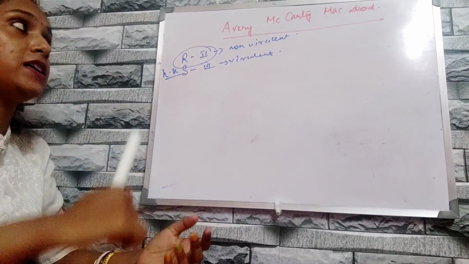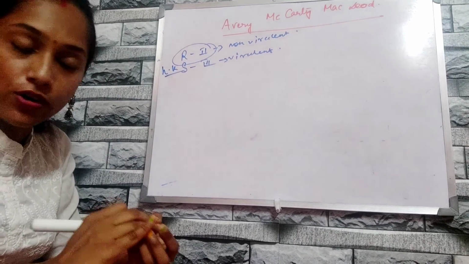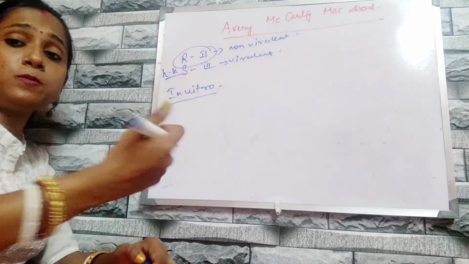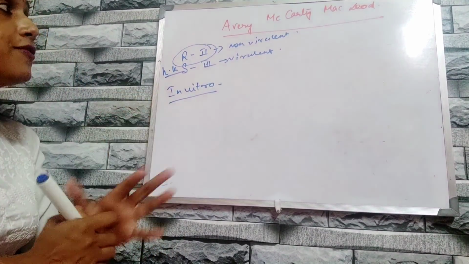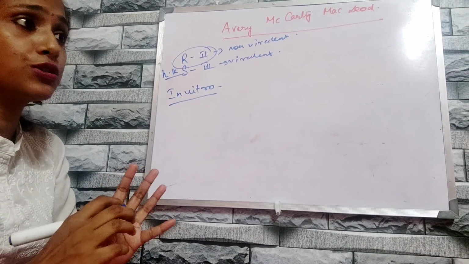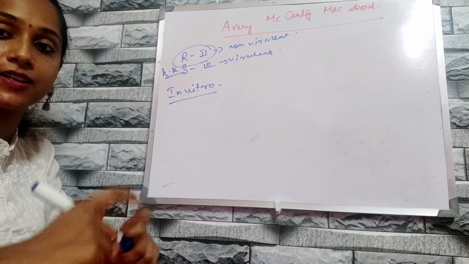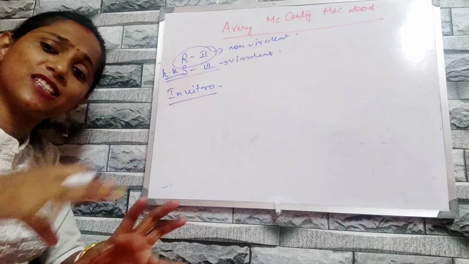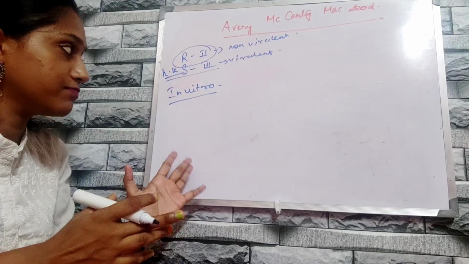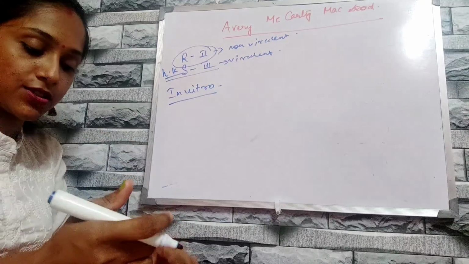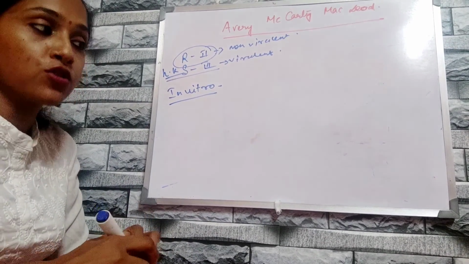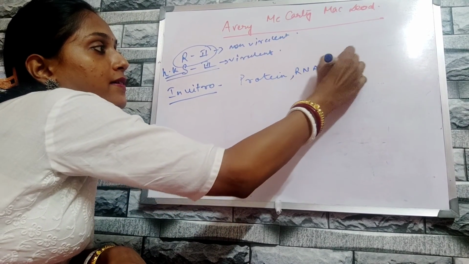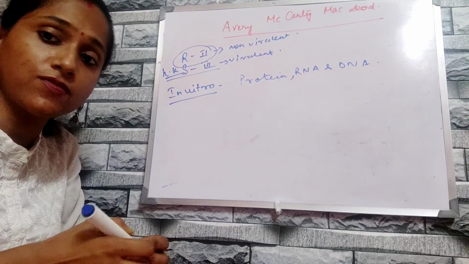So this was explained by Avery, McCarty and MacLeod in the year 1944. They performed this experiment not within mice, but in vitro. In vitro experiment means outside the body, in a culture medium. They took R2 and heat-killed S3, made the mixture in a test tube, and extracted all the materials from the bacteria. From that extract they removed carbohydrates and lipids. So only protein, RNA and DNA were left in the extract. Rest of the things were removed.